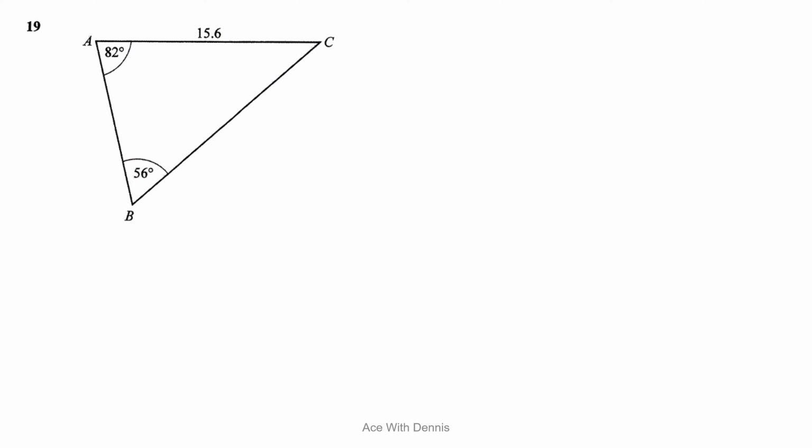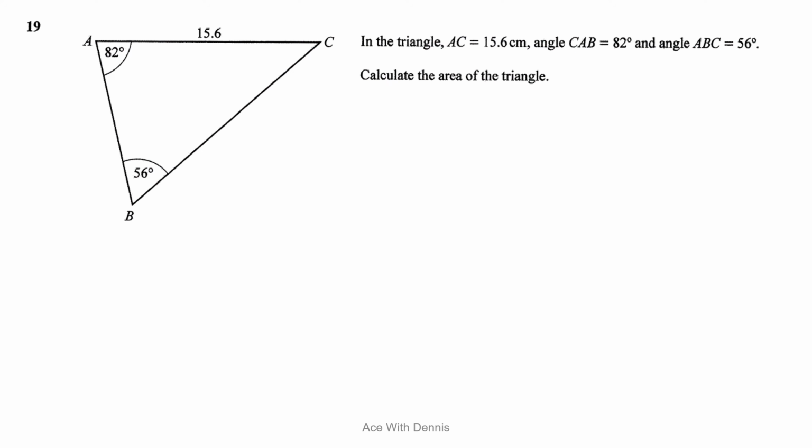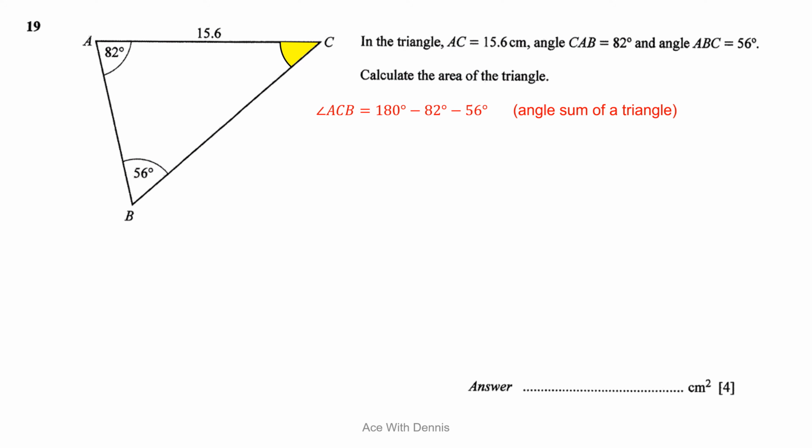Question 19. Given this diagram, in the triangle AC equals 15.6 cm, angle CAB equals 82 degrees, and angle ABC equals 56 degrees. Calculate the area of the triangle. 4 marks. So the very first thing we have to do is find angle ACB. So angle ACB equals 180 degrees minus 82 degrees minus 56 degrees, because the angle sum of a triangle is 180 degrees. Hence, angle ACB equals 42 degrees.